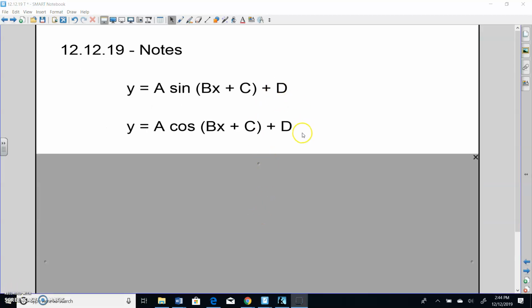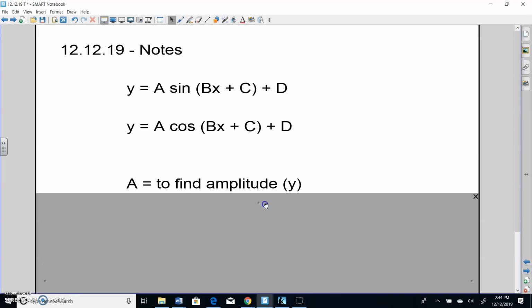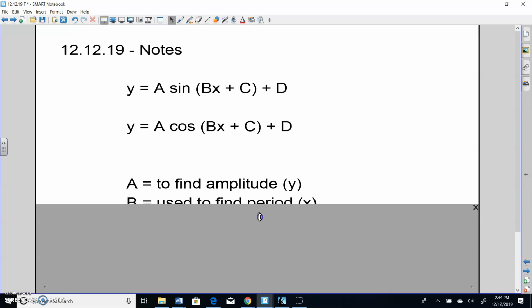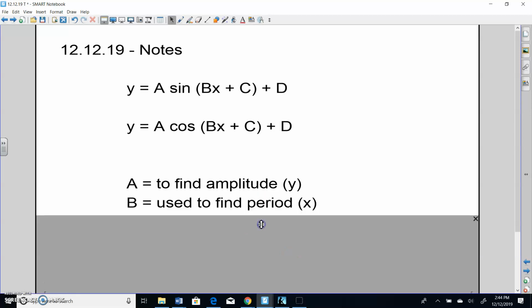Okay, so here are the two equations for sine and cosine function. A, if you remember, we use that to find the amplitude, and amplitude affects the y coordinate. B is used to find the period, which is going to affect the x coordinate.